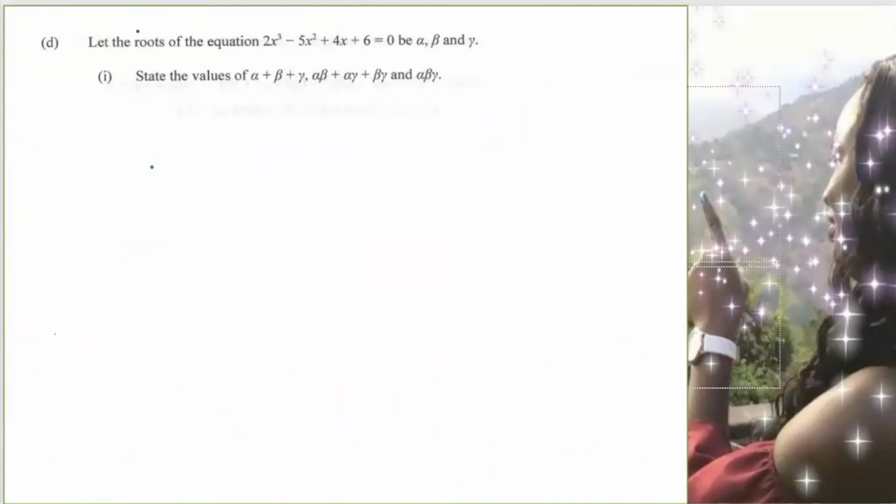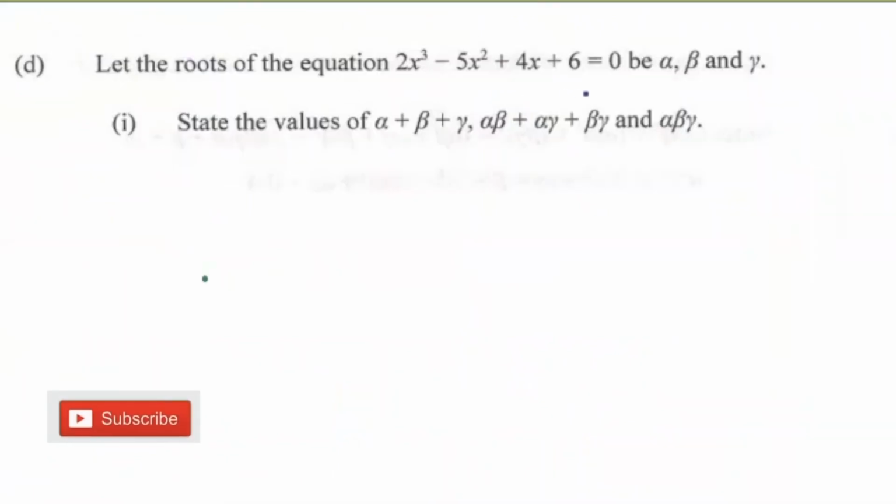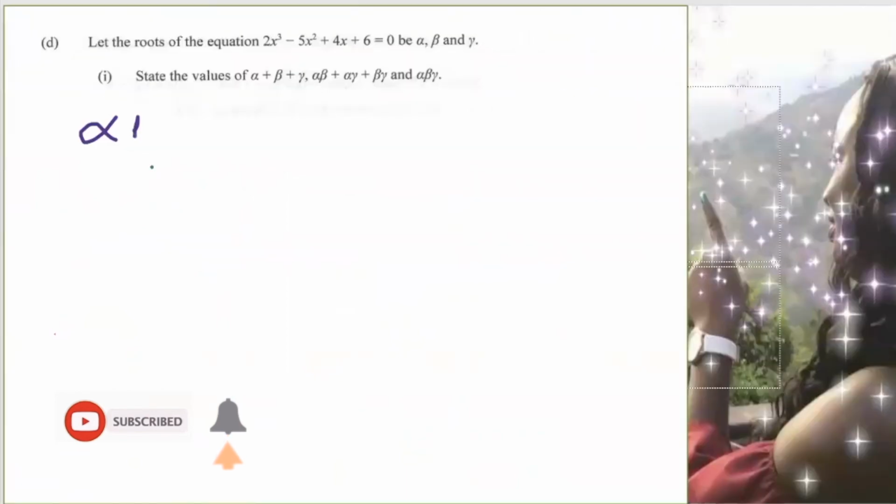Our final question states: let alpha, beta and gamma be the roots of the equation 2x cubed minus 5x squared plus 4x plus 6 equals 0. State the values of alpha plus beta plus gamma, alpha beta plus alpha gamma plus beta gamma, and alpha beta gamma.